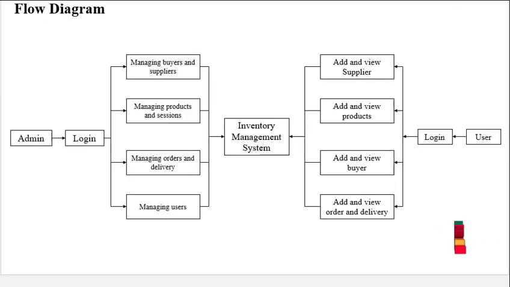Now we are going to see our project flow diagram. We have two modules. One is admin, another one is user. Admin is the shop owner who can manage the buyers and suppliers, and can also manage the products and sessions, and the orders and delivery of customers. Admin can manage the users, that is our customers. Next one is user. A user is one who can add and view the suppliers, add and view the products, add and view the buyers, and add and view the orders and deliveries from the customer.